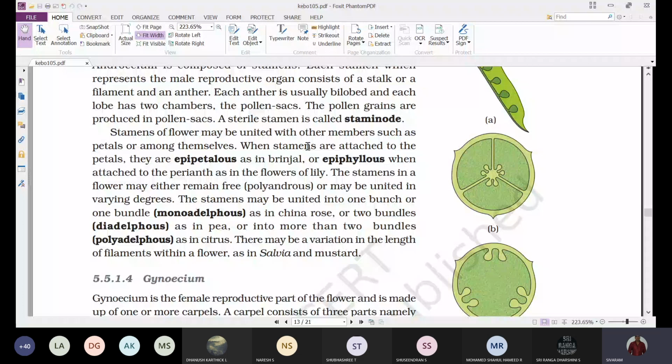If the filaments of the stamens are attached directly with the petals of a flower, that means sepals and petals are differentiated, we call it epipetalous, as in brinjal and Datura. And if you are unable to distinguish the sepals from petals, we call it a perianth, and the individual structures are tepals. If the stamens are attached with the perianth of a flower, such a phenomenon we call epiphyllous.